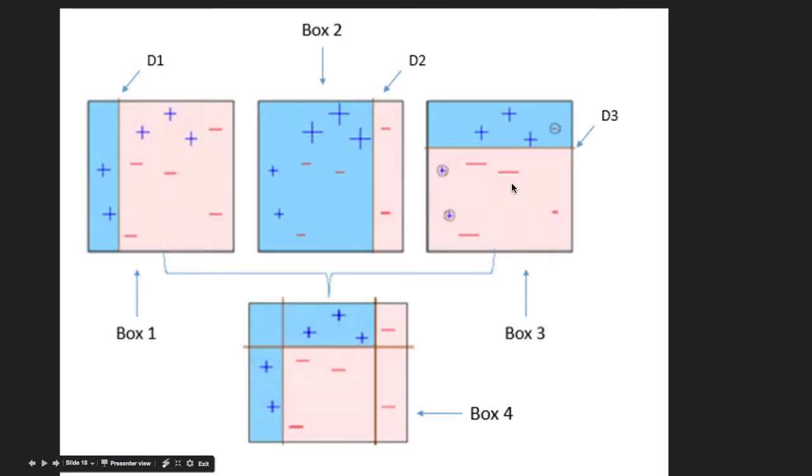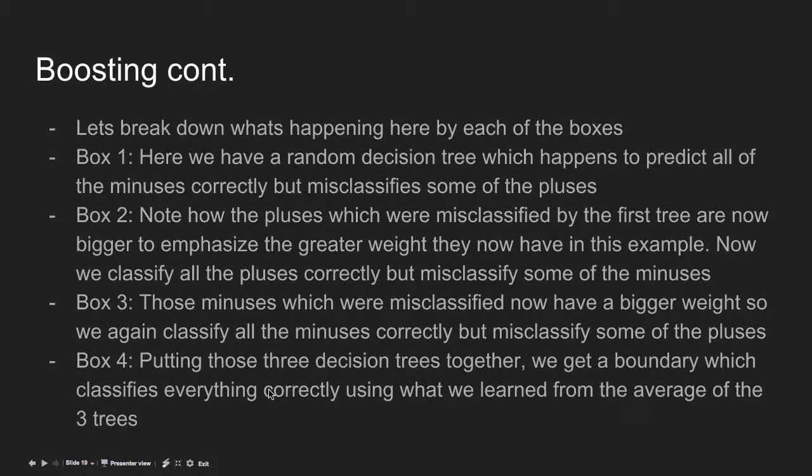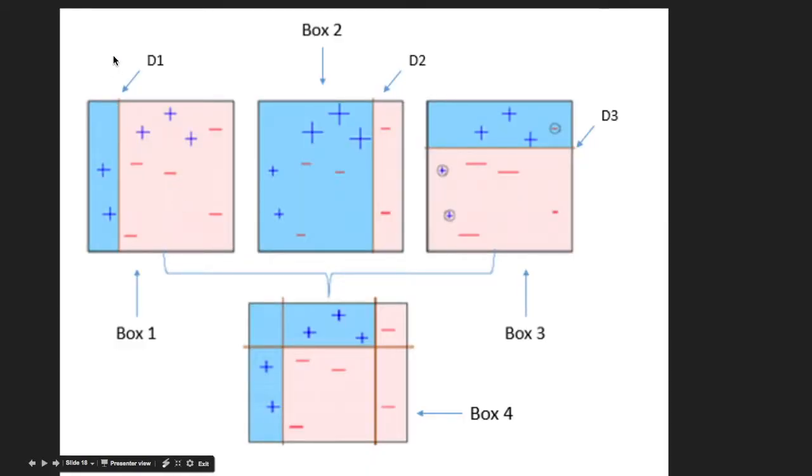So let's actually look at an example right here, where we have 3 decision trees, decision tree 1, 2, 3, along with the resulting tree 4. So here we see in decision tree 1, we draw this stump here. So anything in this blue side is a plus, anything red is the minus. So we're able to predict all of the minuses correctly, but we misclassify most of the pluses, getting 2 of them right.